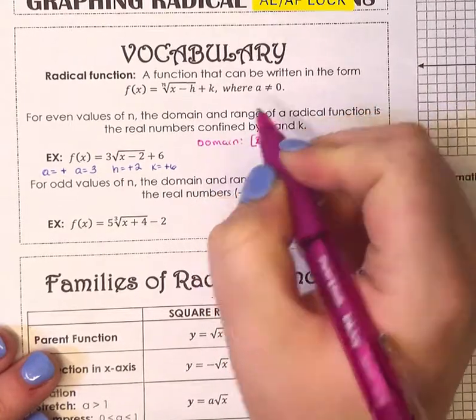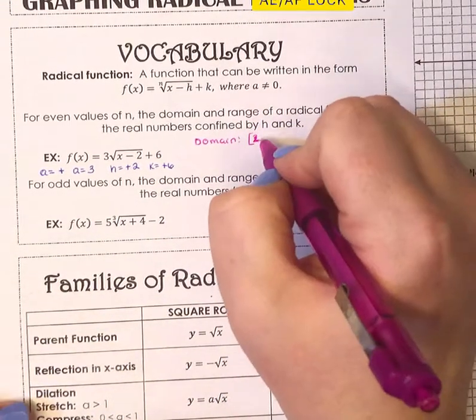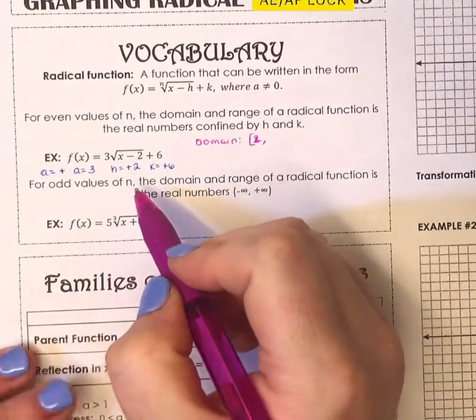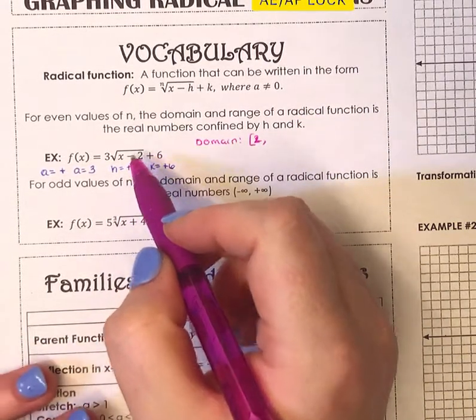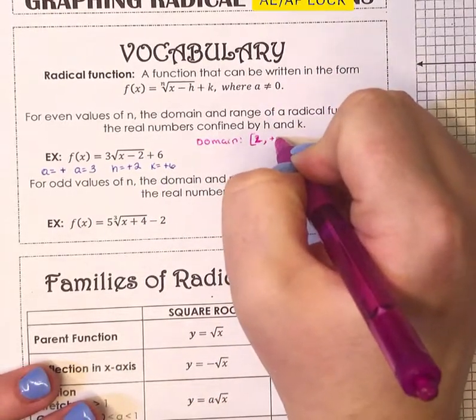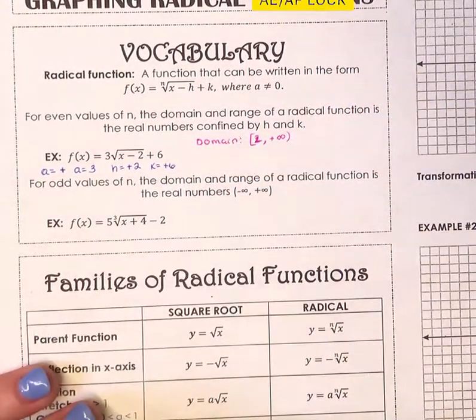We're going to have a closed bracket because what we're doing is we have a minimum of 2, but it's going to keep going towards the right because we know that we cannot have the square root of a negative value. So it's going to go to the positive infinity, which we'll have an open bracket for because it does not actually stop.